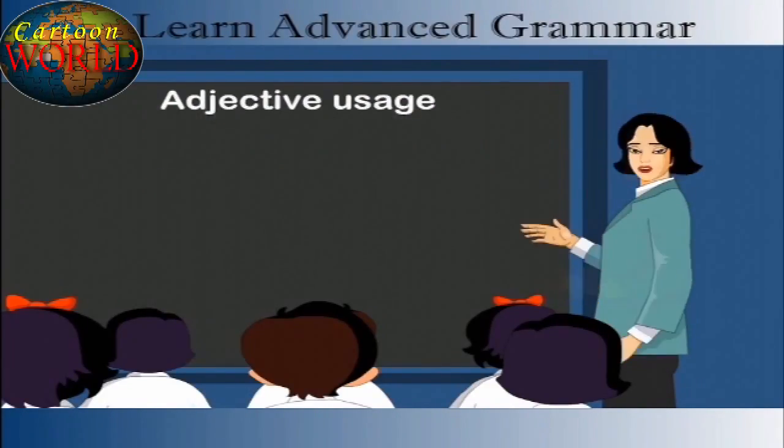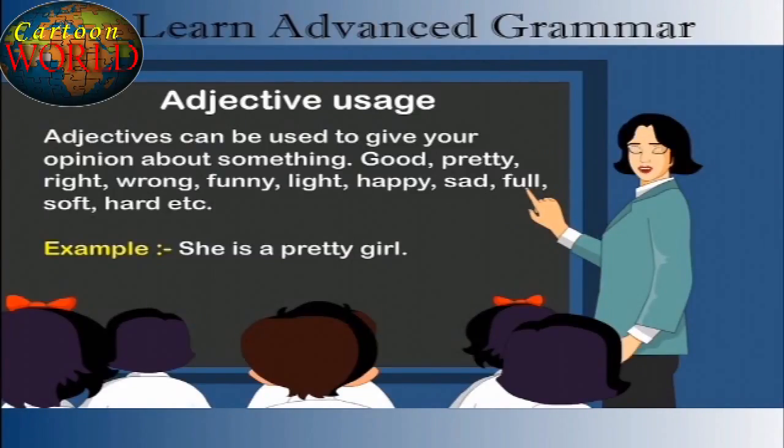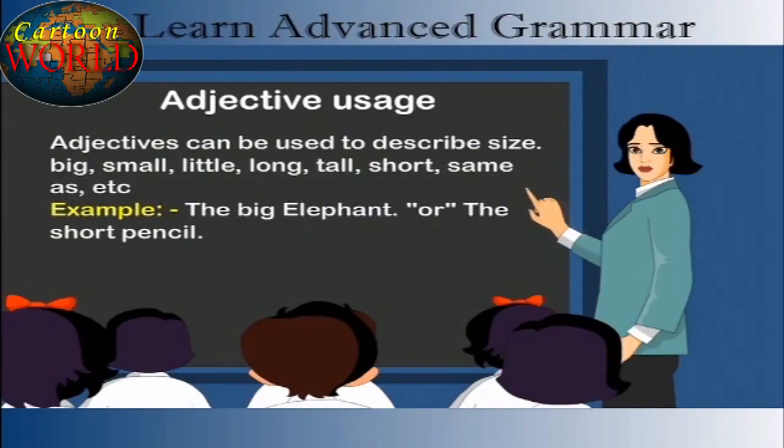Adjective usage. Adjectives can be used to give your opinion about something. Good, pretty, right, wrong, funny, light, happy, sad, full, soft, hard, etc. Example, she is a pretty girl. Adjectives can be used to describe size: big, small, little, long, tall, short, same as, etc. Example, the big elephant or the short pencil.